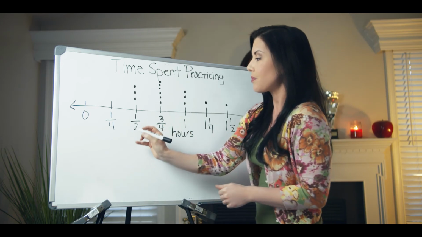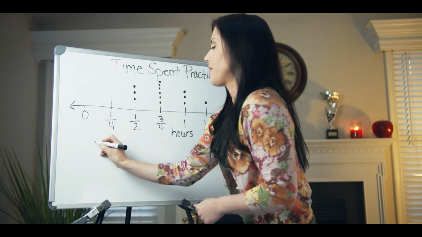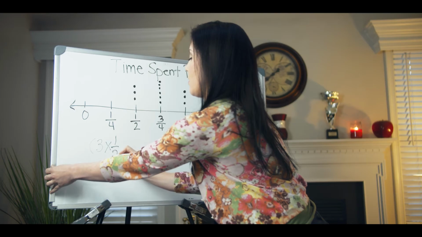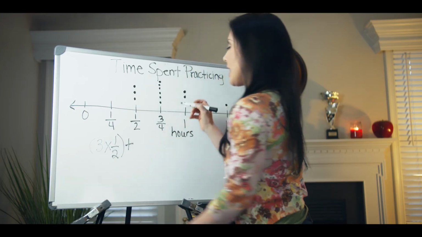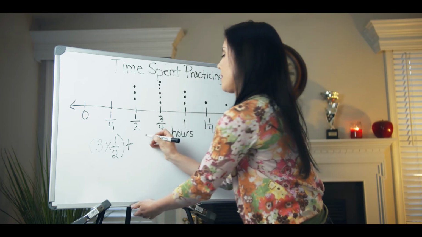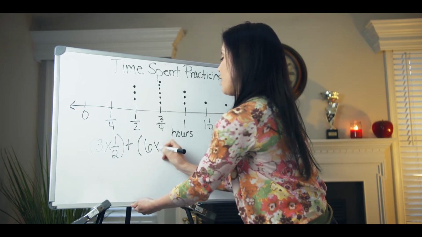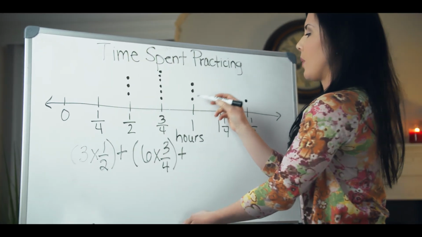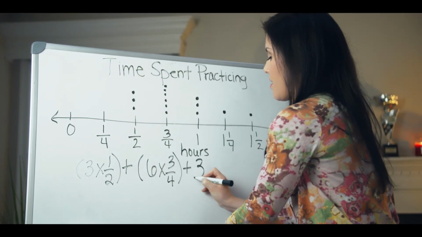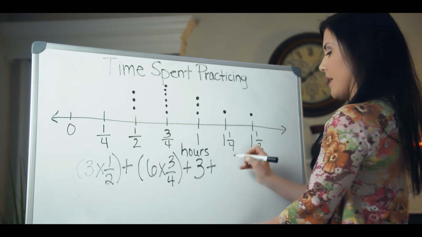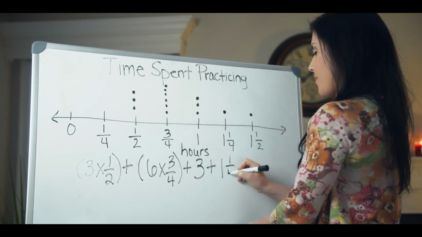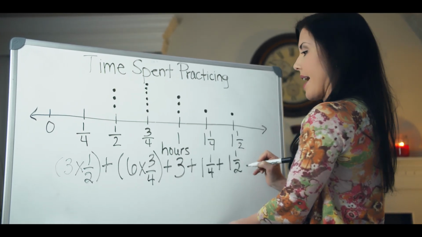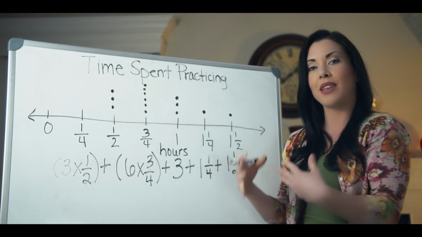Okay, so we have 3 dots at 1/2. So remember, 3 times 1/2 plus 1, 2, 3, 4, 5, 6. 6 days spent practicing 3/4 of an hour plus 1, 2, 3 plus 1 1/4 plus 1 1/2. Okay, so we have to do a combination of skills.